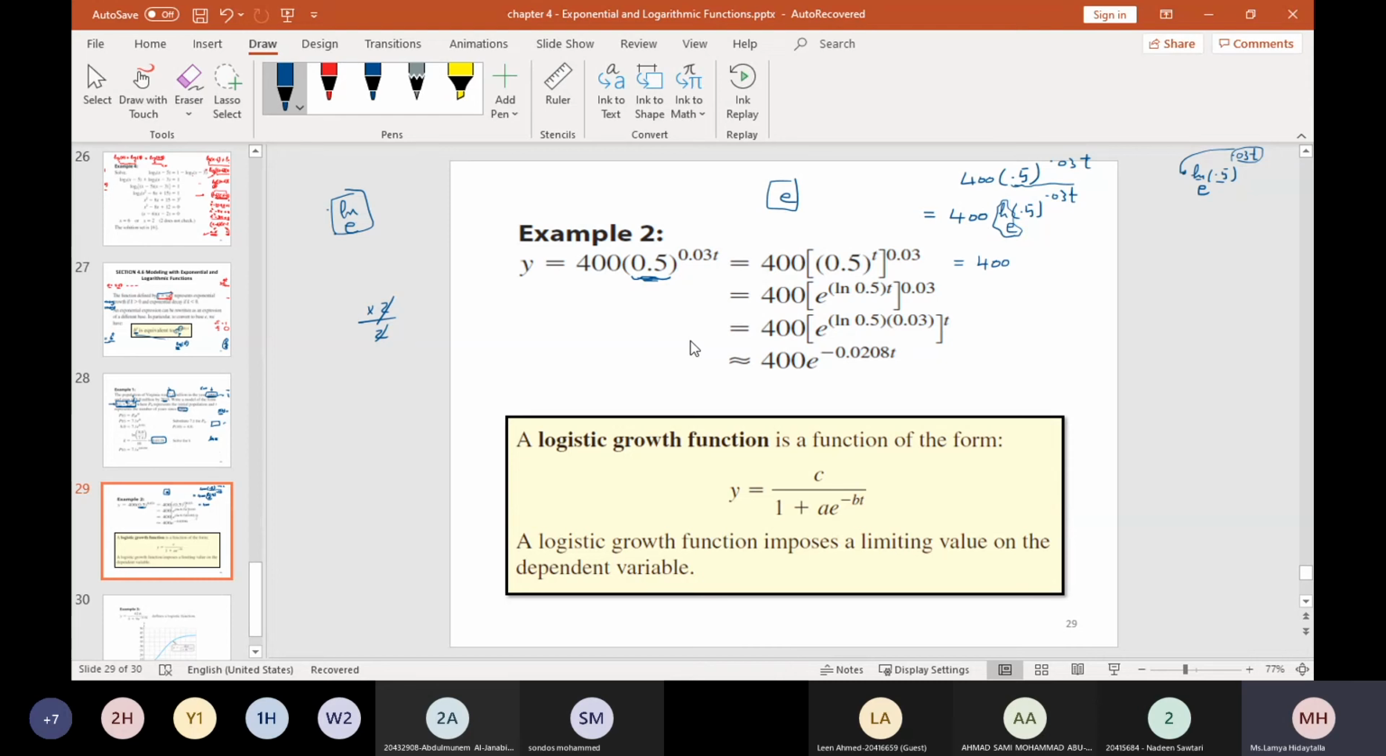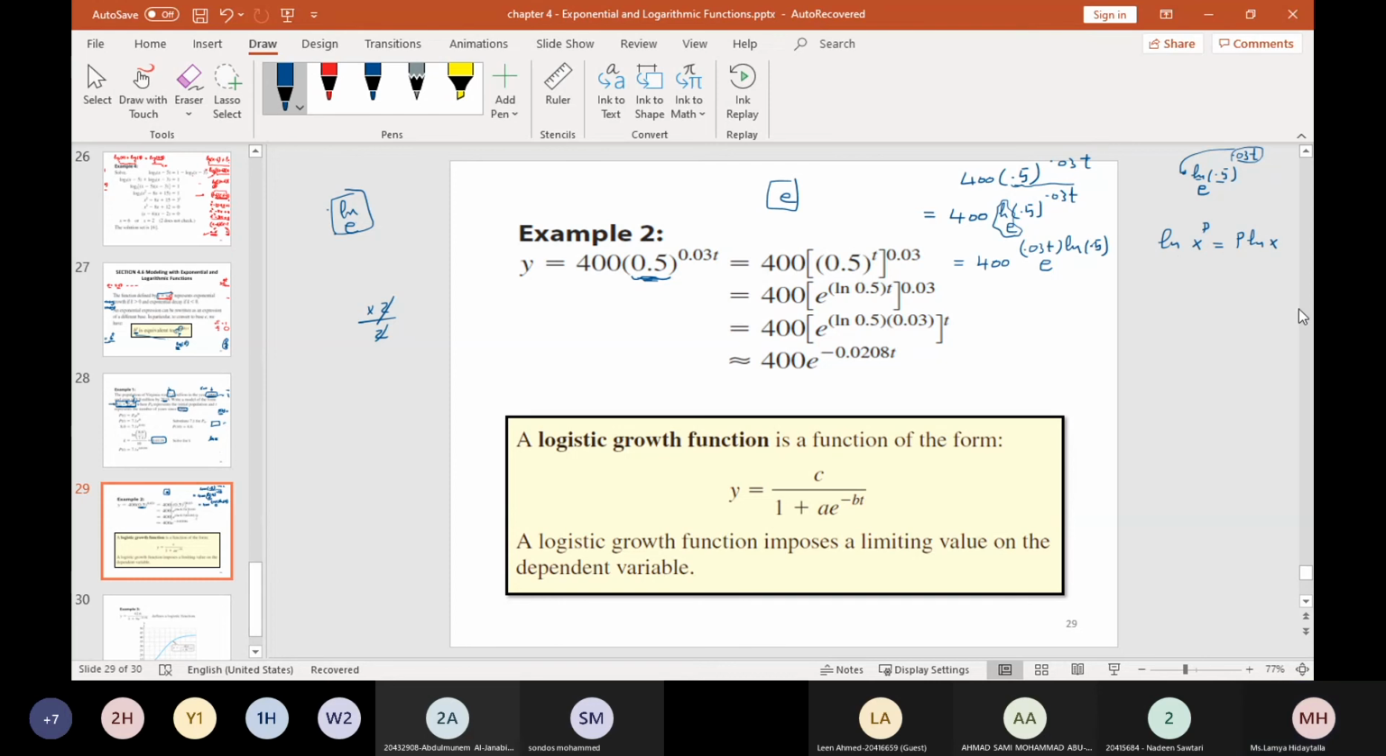And this is the power; I can bring the exponent down here by the rule. We had the rule: ln of x to the power p, we can write it as p ln x. We had it before, right? Yes. So this one I can write like 400 e to the power 0.03t multiplied by ln 0.5. Do you follow?